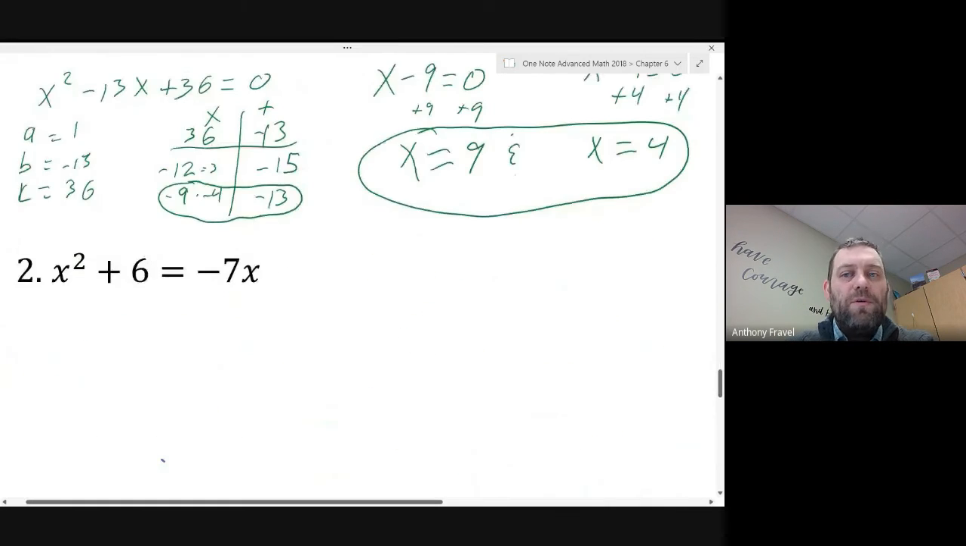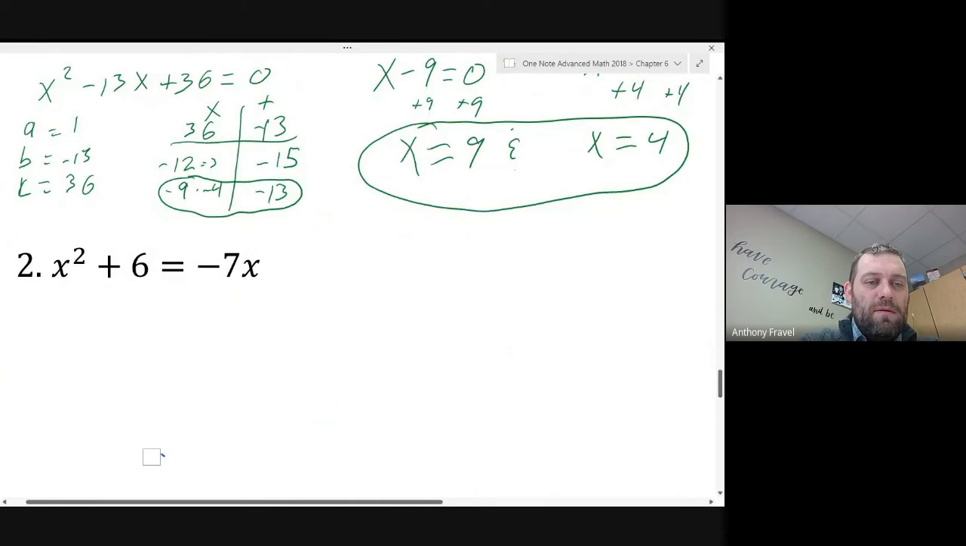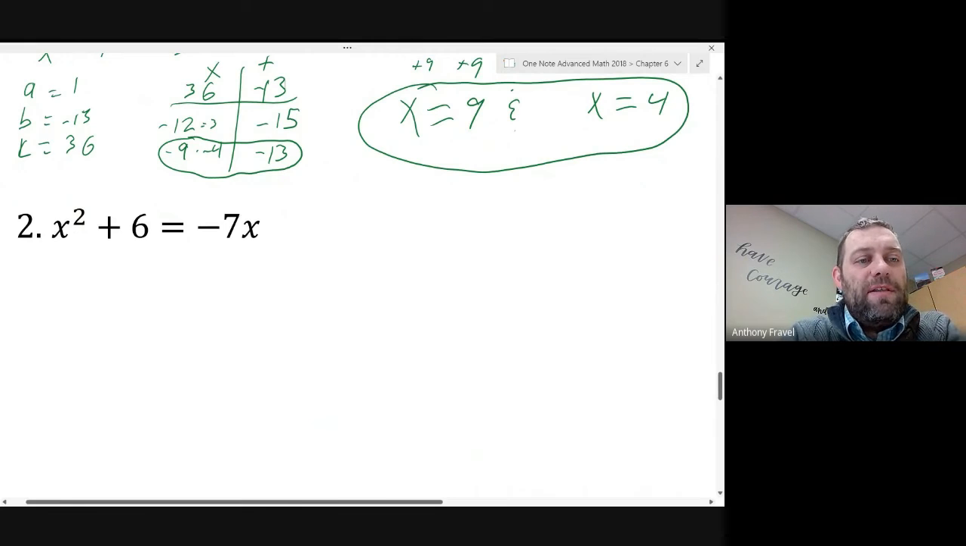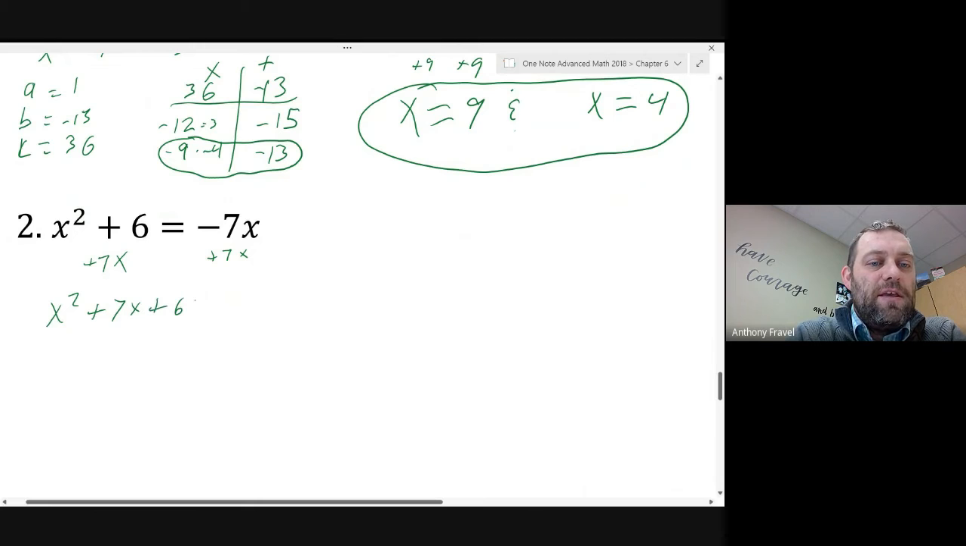I'll scroll down to number 2 just to show it again. I need them all on the exact same side of the equal sign, and them all equal 0. So I'm plus 7x, plus 7x. I get x squared plus 7x plus 6 equals 0. A value, B value, C value. A equals 1, B equals 7, C value equals a positive 6.